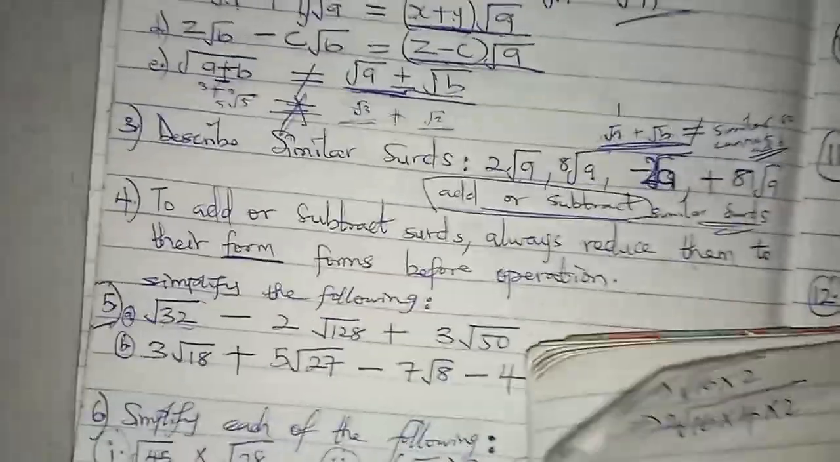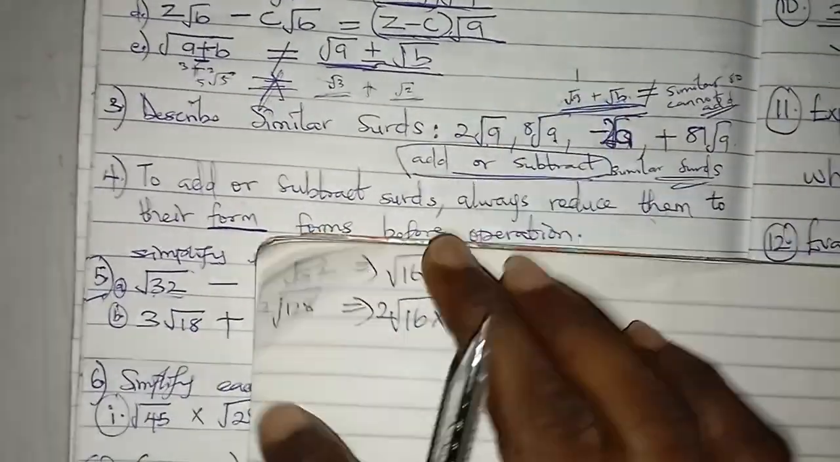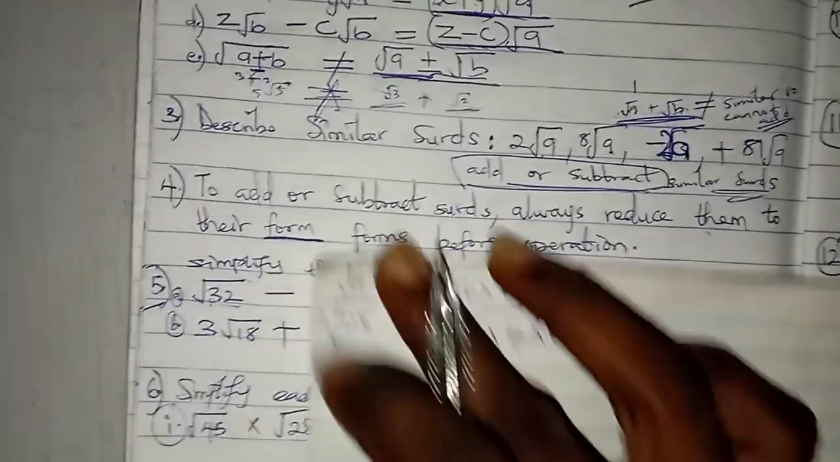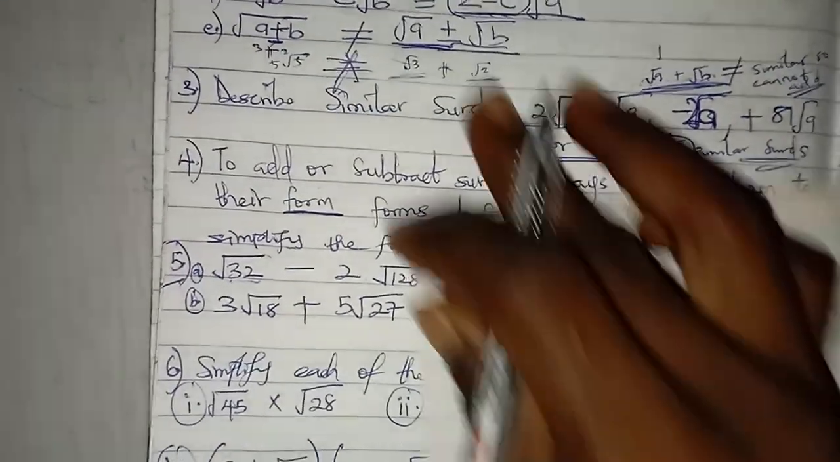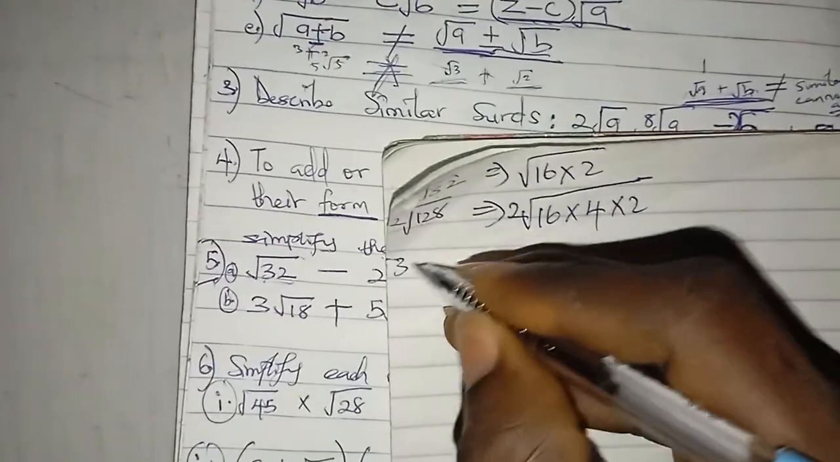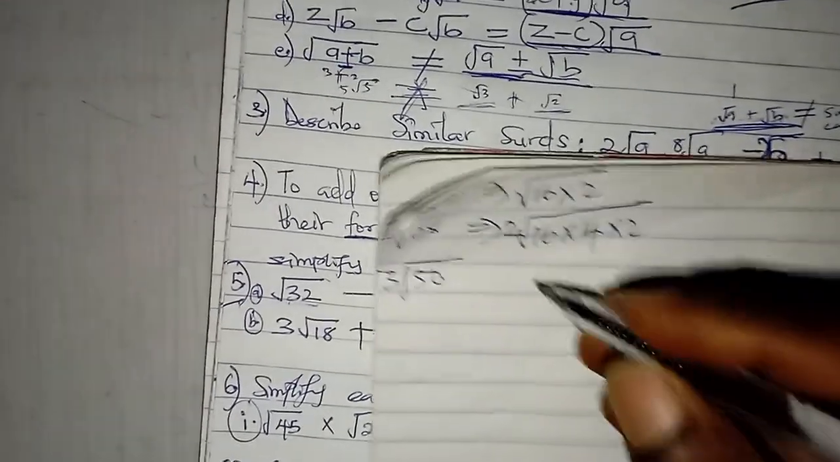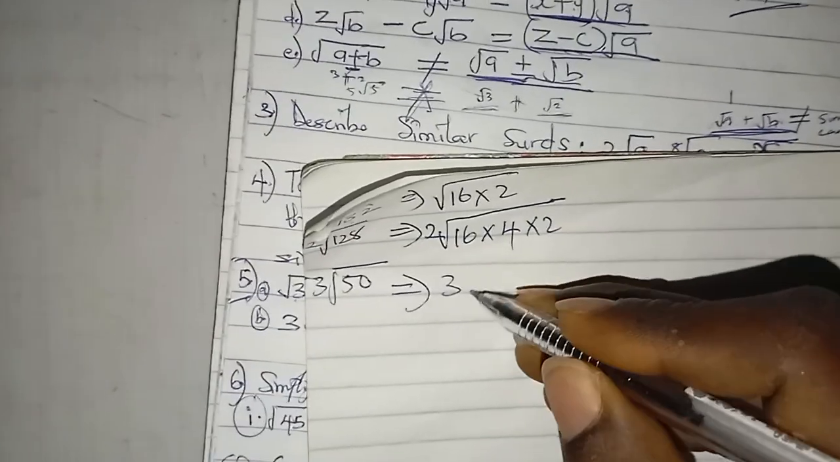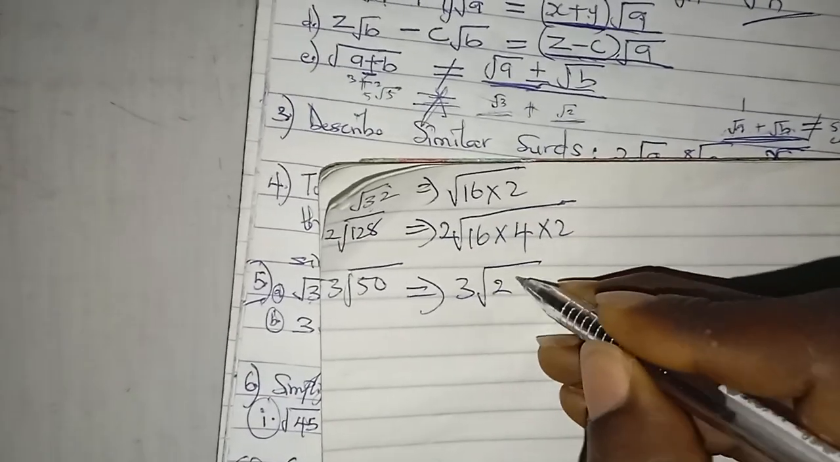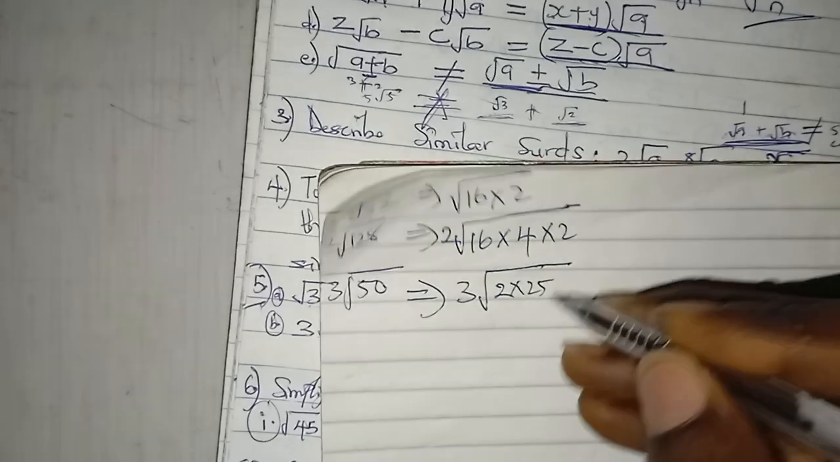Alright, so remember this is carrying 2 root 128. So let's go for the next one: 3 root 50. This is the sentence without even doing anything like solving. This is a favorite. So this is the sentence in 3 root 2 times 25.